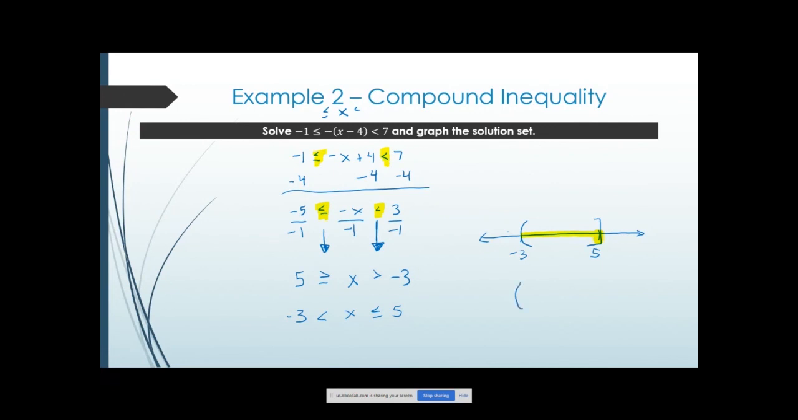And so then in interval notation, we have negative 3, comma, 5 bracket. So you just read it left to right once you have your graph.